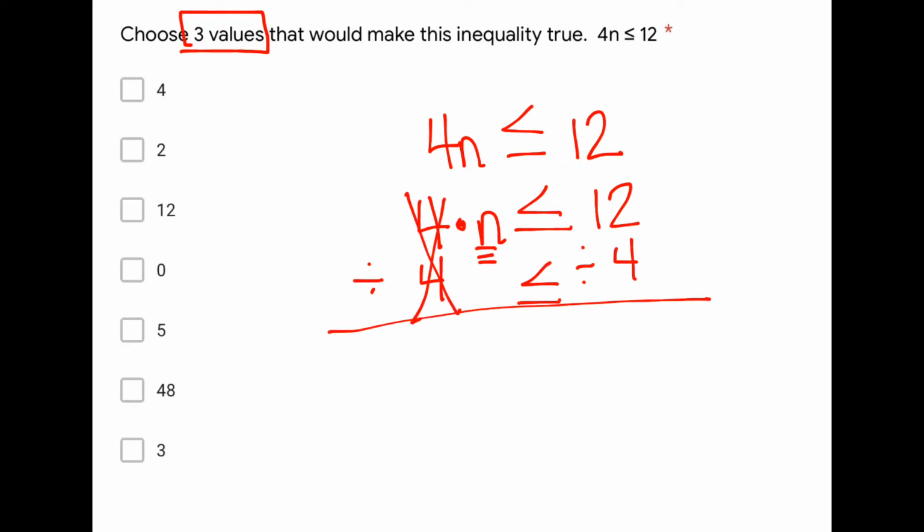These cross off, I'm left with my variable. My inequality sign always stays the same. You need to solve 12 divided by 4, and then you need to choose the 3 values. n can either equal the answer or be less than the answer you get. So you can choose equal or less. Those will be your choices.